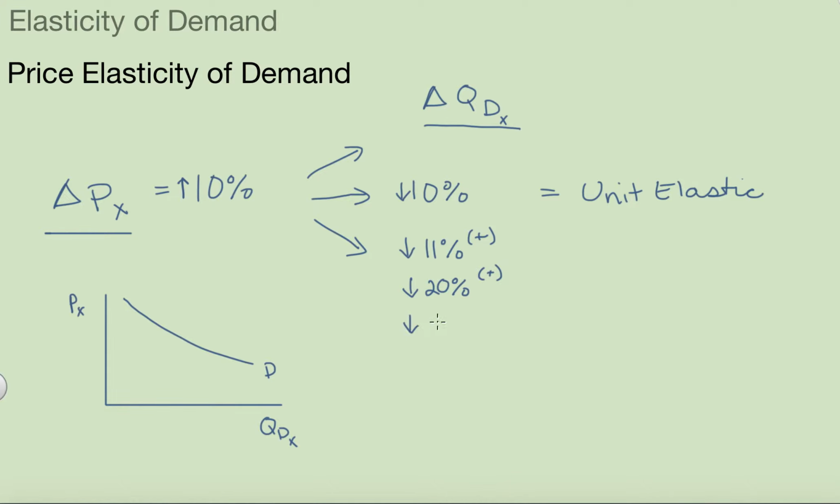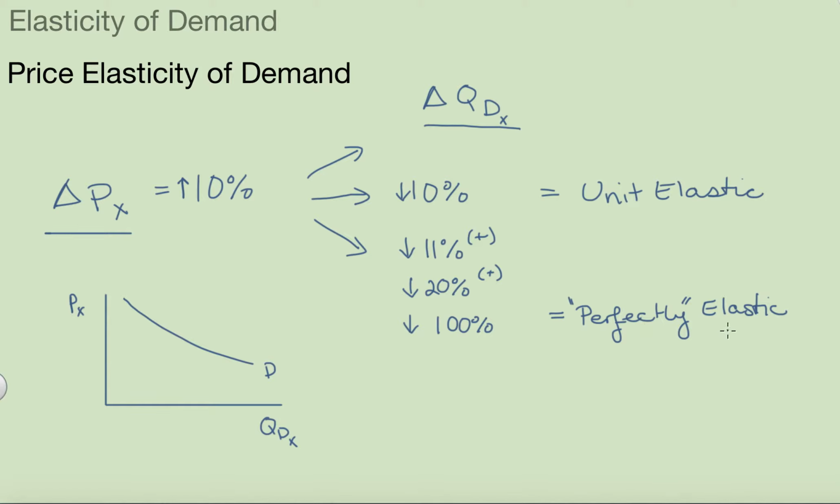We could go all the way down to 100% change in quantity demanded. So this means essentially that people aren't buying this good at all anymore. Okay, so this extreme case where it's 100% decrease in quantity demanded, this is what we call perfectly elastic. That means in this special circumstance, if there's an increase in price, we go to a complete decrease in quantity demanded of 100%. This idea of perfectly elastic means that quantity demanded is now equal to zero.